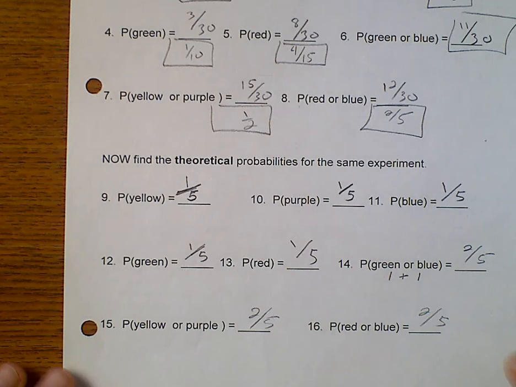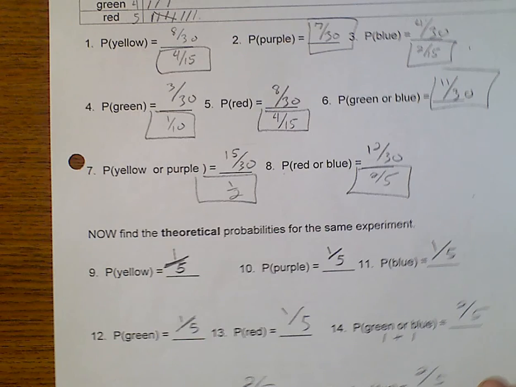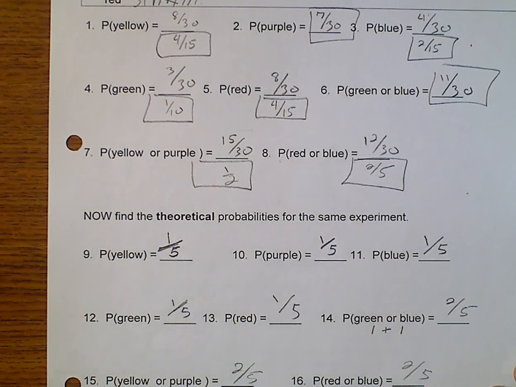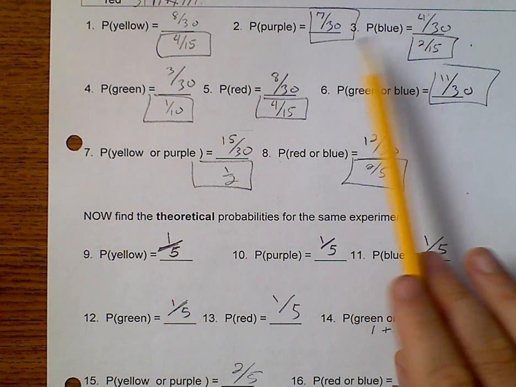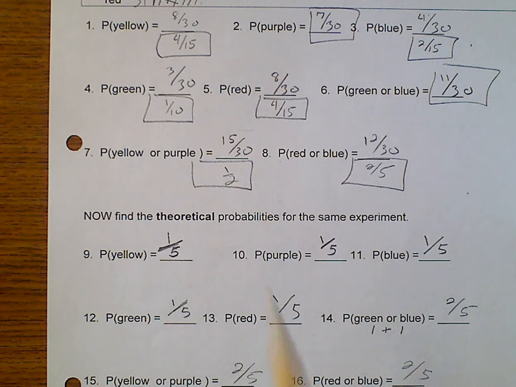If you'll notice, my numbers are not the same. These happen to be the same, 2 out of 5, 12. And so I would have expected to get about 6 in each category. I didn't get 6 in any category, but I was close for the most part, with green being way too low and yellow and red being a little bit high.